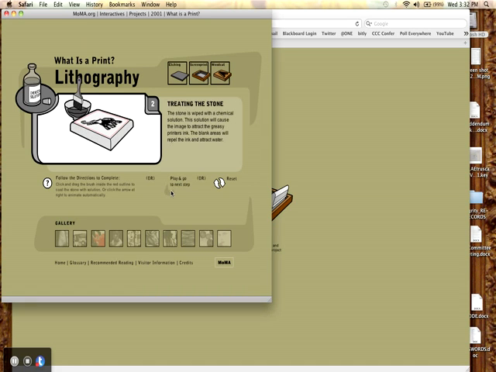So what happens next? The stone is wiped with a chemical solution. I'm going to grab the brush. The solution will cause the image to attract the greasy printer's ink. The blank areas will repel the ink and attract water. Fixing the image. The stone is wiped with a solvent such as turpentine to dissolve most of the original drawing. However, a slightly greasy ghost-like image remains. The drawing has been securely bonded or fixed to the stone.